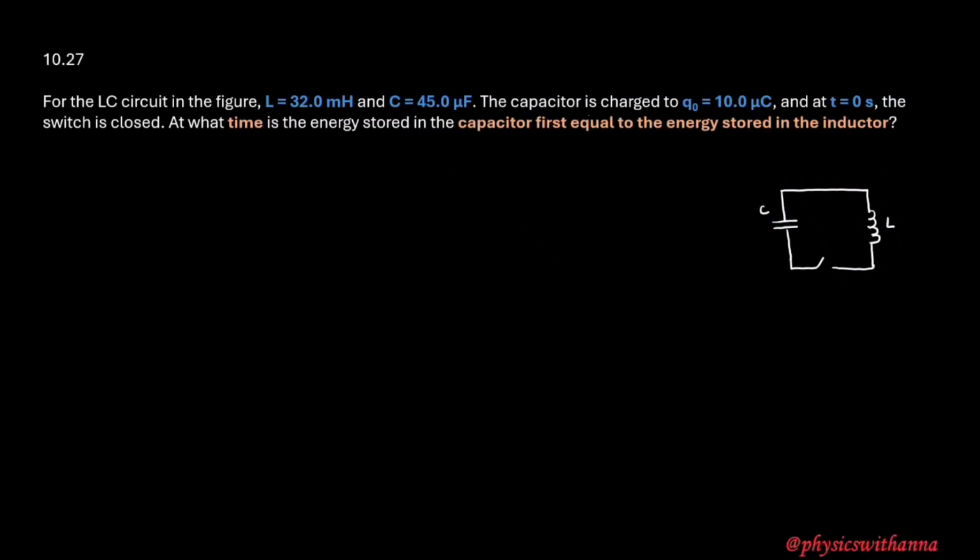Question 10.27. For the LC circuit in the figure, inductance L is 32.0 millihenry and capacitance C is 45 microfarad. The capacitor is charged to Q naught equals 10 microcoulomb, and at t equals 0 second, the switch is closed. At what time is the energy stored in the capacitor first equal to the energy stored in the inductor?